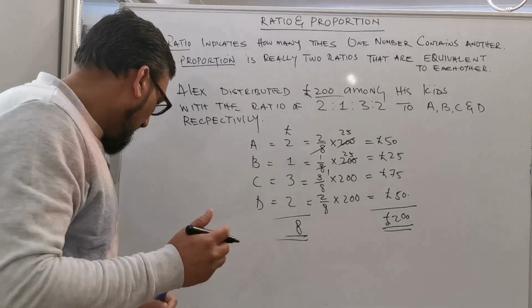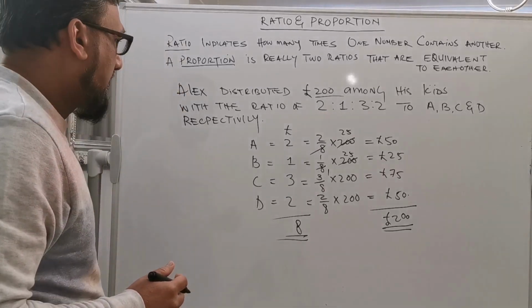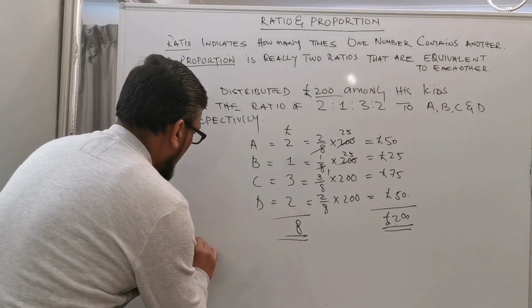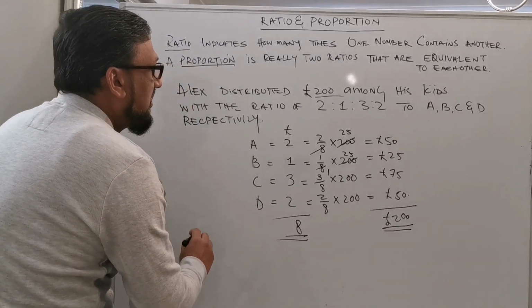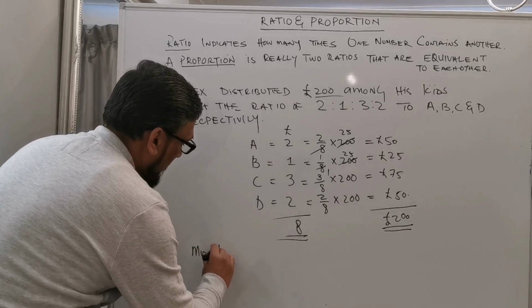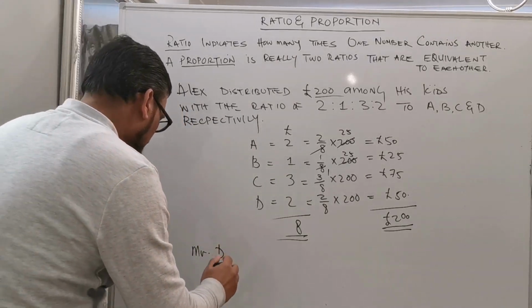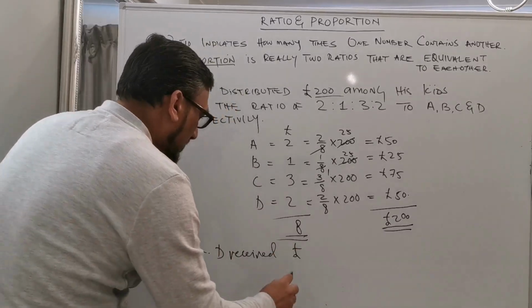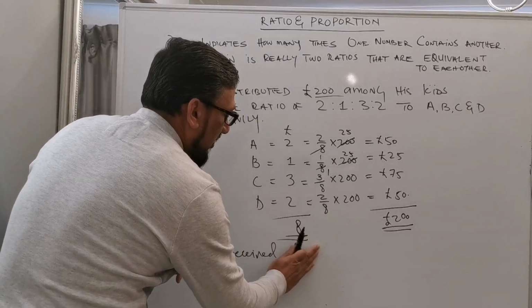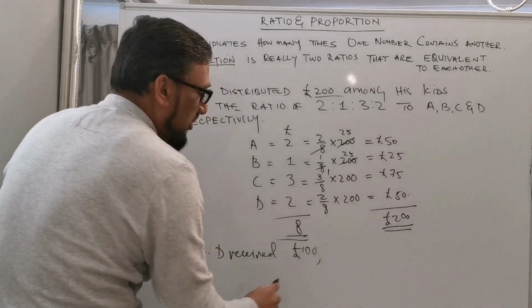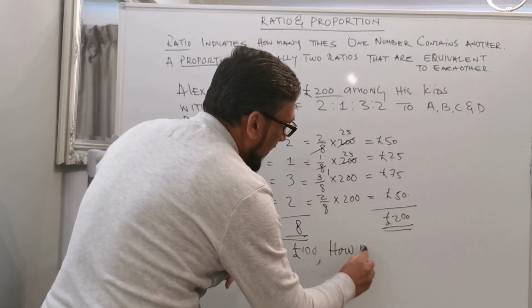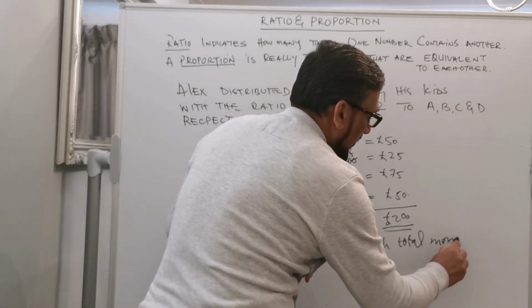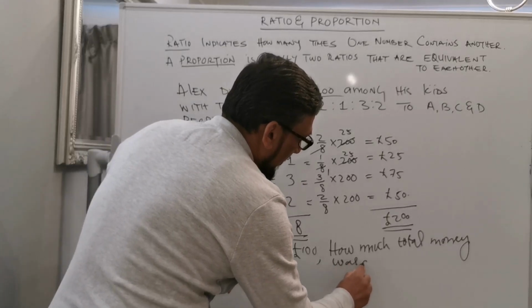And now one quick question. If I ask: Mr. D received £100. How much total money was distributed?